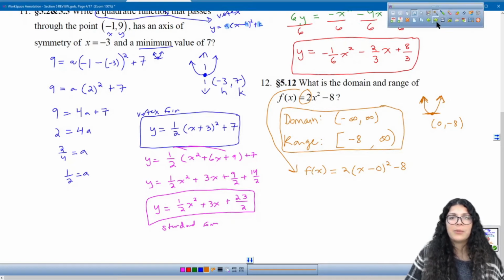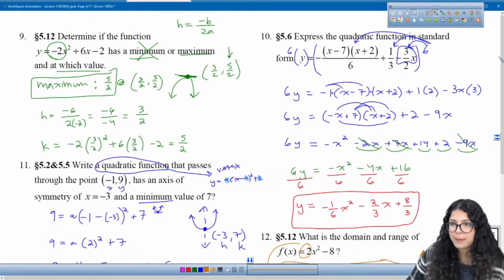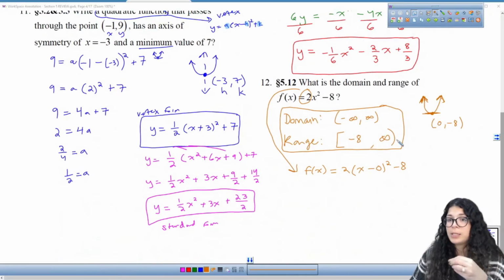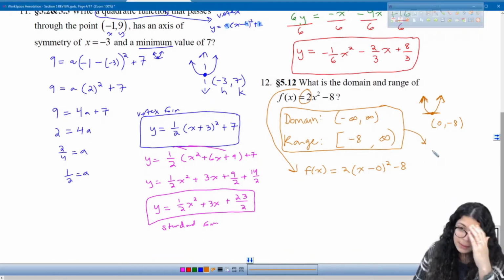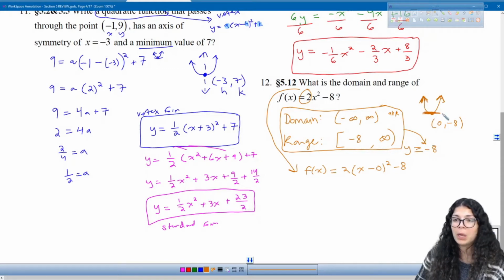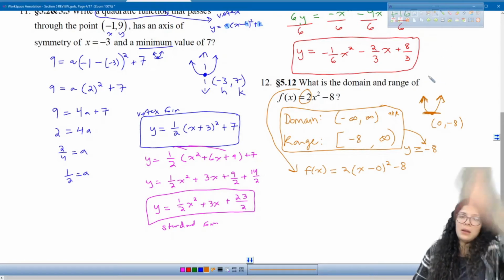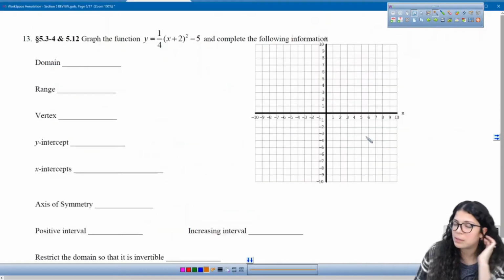All right, let's move right along to number 13. Actually, let me go back for a second. I wrote these in interval notation, right? Remember, you can always write them in set builder notation instead of as an interval. For the domain, it would be all real numbers. And for the range, it would be every y value that is greater than or equal to -8, because you go from the lowest, -8, all the way to the highest, positive infinity, okay? So you can always write them as interval notation instead.